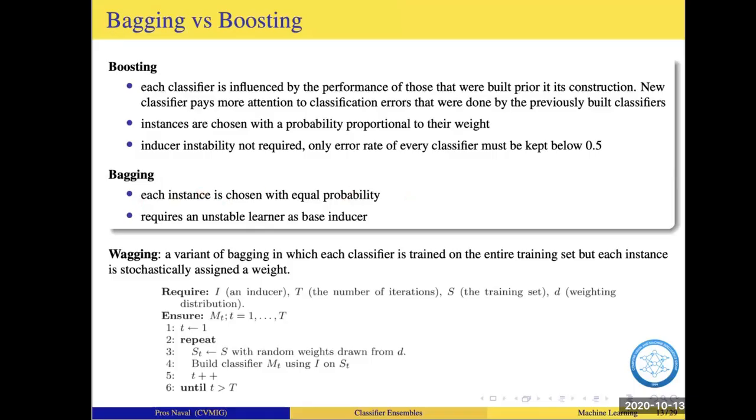Now, having said this particular statement that each instance is chosen with equal probability, there is, however, a variant of bagging called wagging, in which each classifier is trained on the entire training set, but each instance is stochastically assigned a weight. So no longer equal probability, but it's given a weight that is stochastically assigned, and that's this algorithm. It's called wagging. So it's a variant of the second type, which is wagging.